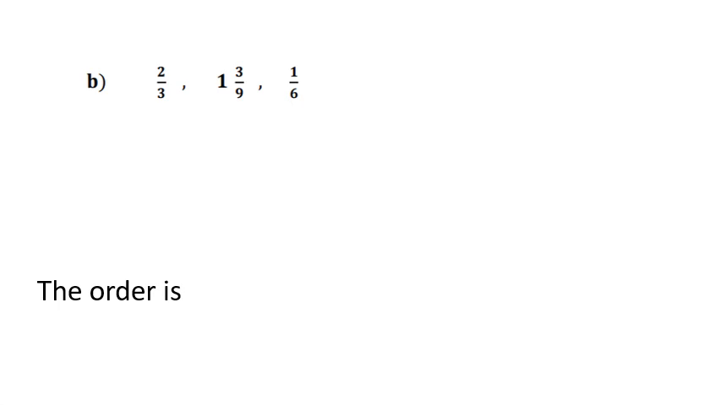I want to convert it to an improper fraction. It's very easy. I will write the denominator as it is, which is 9, and the numerator will be 1 multiplied by 9, which is 9. 9 plus 3 is 12. So 1 and 3 out of 9 can be written as 12 out of 9. Okay, that means I have here 2 out of 3, 12 out of 9, 1 out of 6.